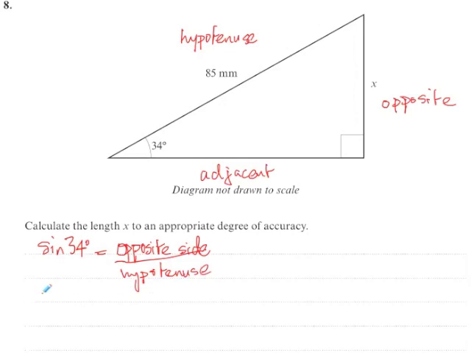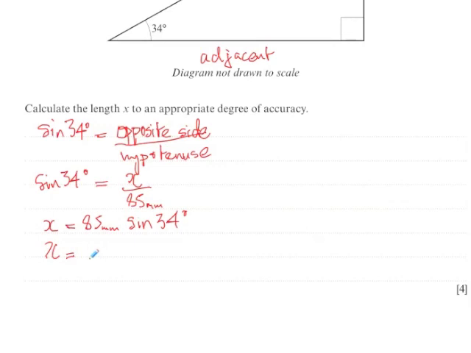So sine 34 degrees is equal to x over 85, and put millimeters. So multiplying both sides by 85 and swapping things around means x is equal. So using a calculator, that is going to be equal to 70.5 millimeters.